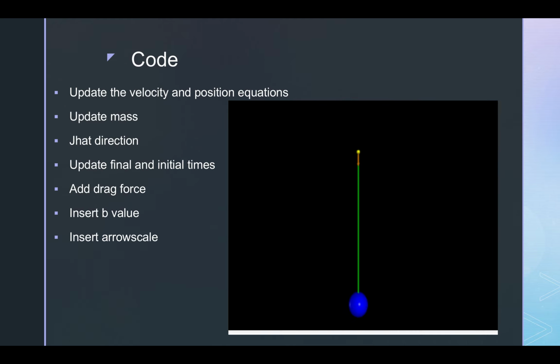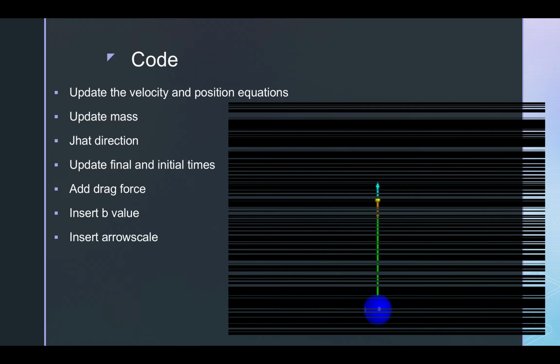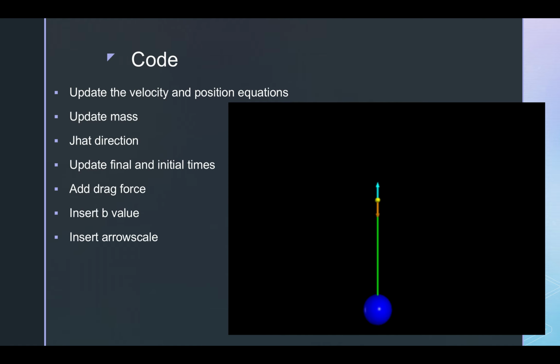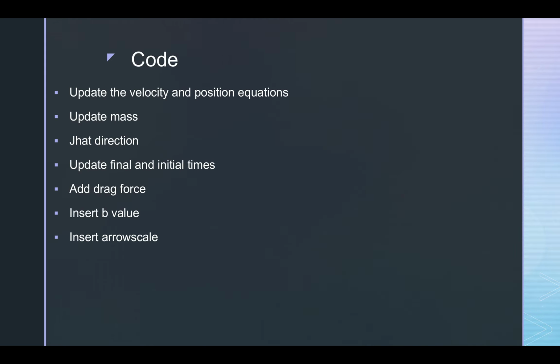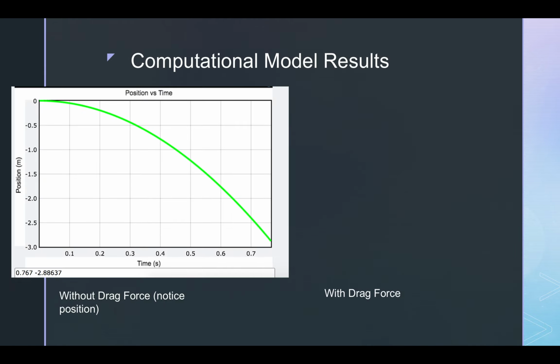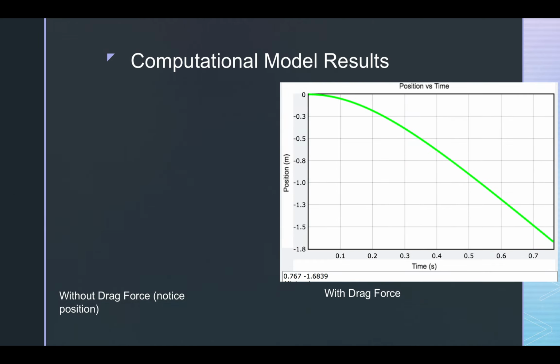Here is the computational representation of the falling object with just a weight force arrow. And here's the computational representation of the falling object with both a drag force and a weight force arrow. Here are my computational model graph results with only gravity acting on the left graph and both gravity and drag force acting on the right graph. Here you can see that the graph with both forces acting on it is slightly more linear, and the final position of the object is much closer to the actual position of the object, implying the drag force is imperative to an accurate motion prediction.